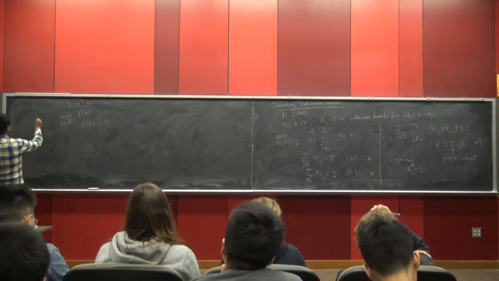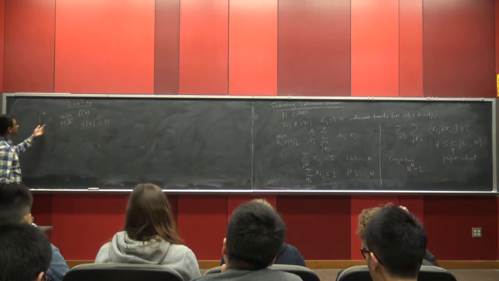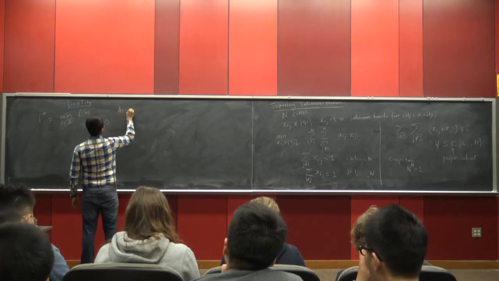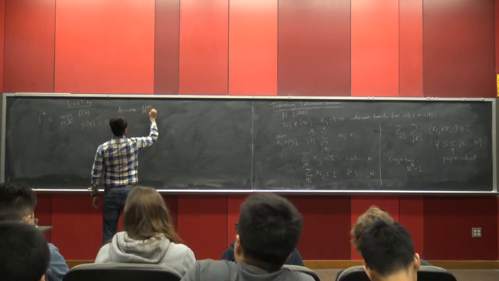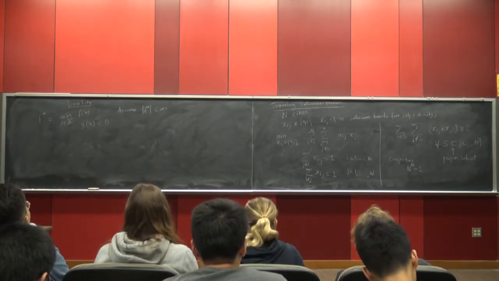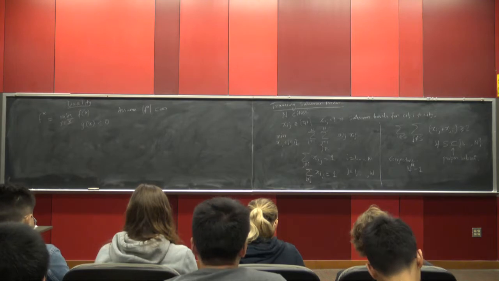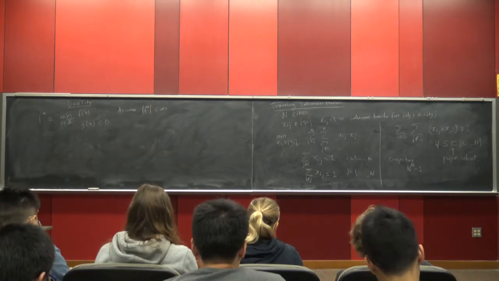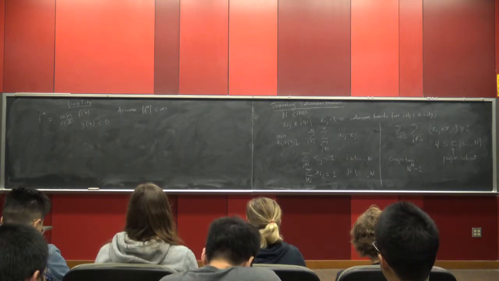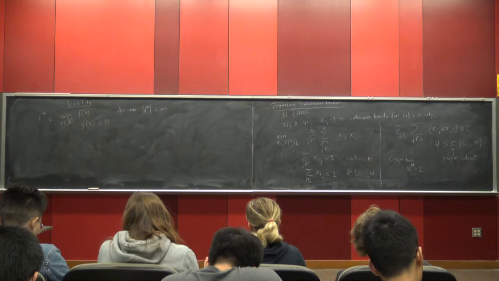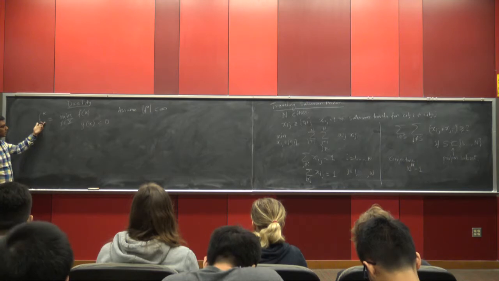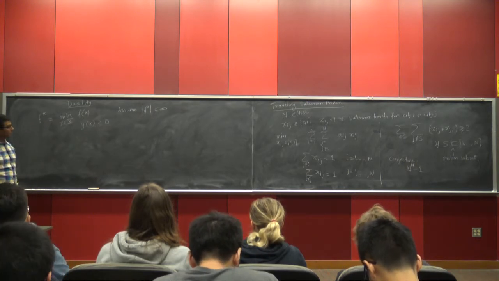Okay, and let me define f star to be the minimum value, and let me also assume that f star is finite. It's neither negative infinity nor positive infinity. It is some finite number. And what I want to do is find this f star. That's my goal. I want to find f star.